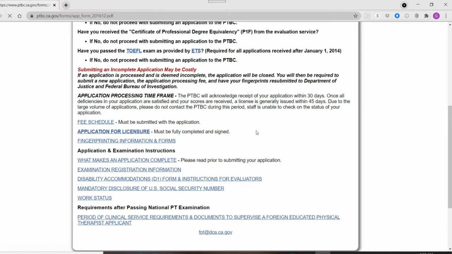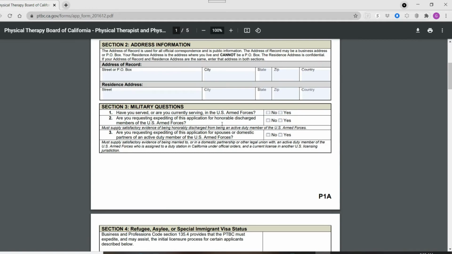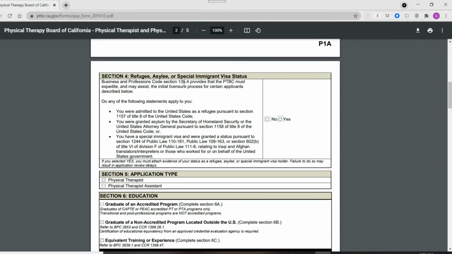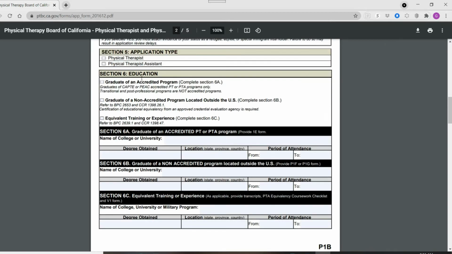Application for licensure. If you're applying to California, this is the form. The first section is the personal information. Fill that out, and the address. They have military questions. This is about the immigrant visa. Application type, check physical therapist. For education, you have to check this: graduate of non-accredited program located outside of the US, and then you have to complete 6B here.